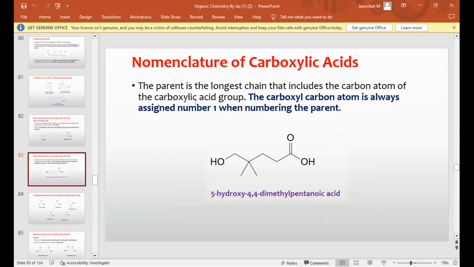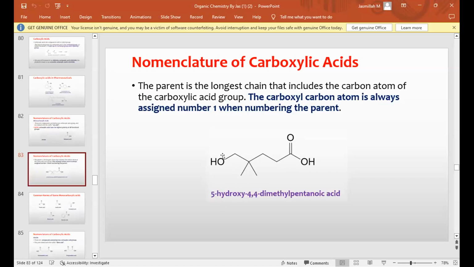So the naming: the parent is the longest chain that includes the carbon atom of the carboxylic acid group, which in this case is here. The carboxyl carbon atom is always assigned number 1. So this carbon here, the one with the carboxylic acid, is the first carbon. We are not going to start naming from here. We're going to start naming from here. So 1, 2, 3, 4, 5.